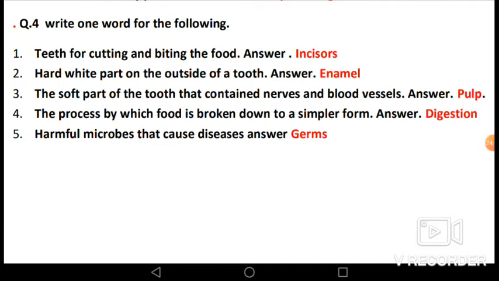Second is the hard white part on the outside of the tooth, which is enamel. Third, the soft part of the tooth that contains nerves and blood vessels. The answer is pulp. Fourth, the process by which food is broken down into smaller form, which is digestion. Fifth, harmful microbes that cause diseases are called germs. And there are four harmful microbes: virus, bacteria, fungi and protozoa.